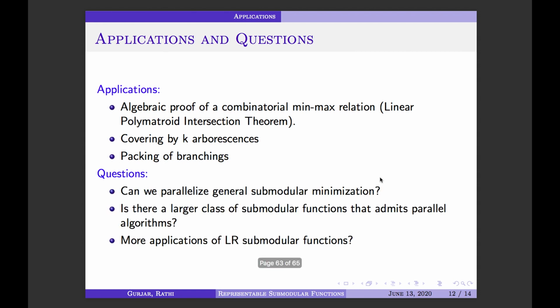And let's end with some open questions. Firstly, what is the parallel complexity of general submodular minimization? Secondly, is there a larger class of submodular functions that admits parallel algorithms? And finally, are there more applications of this new class we defined of linearly representable submodular functions?